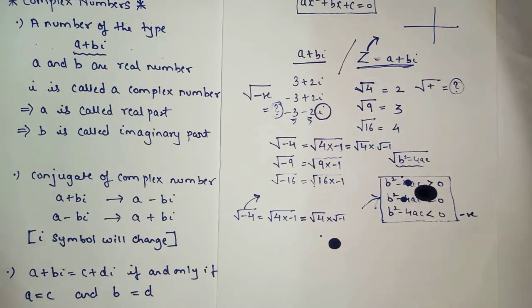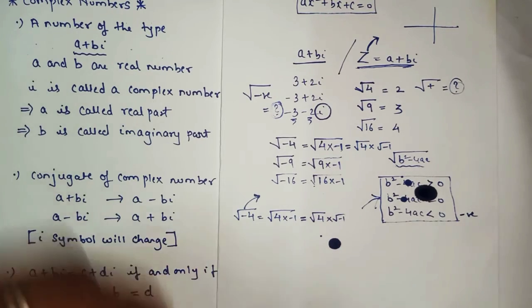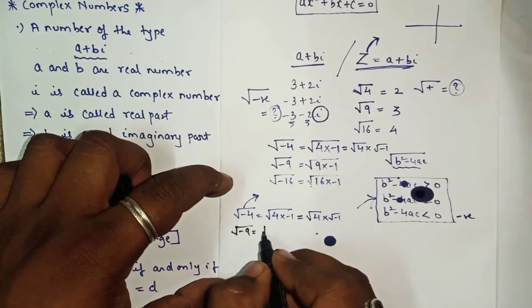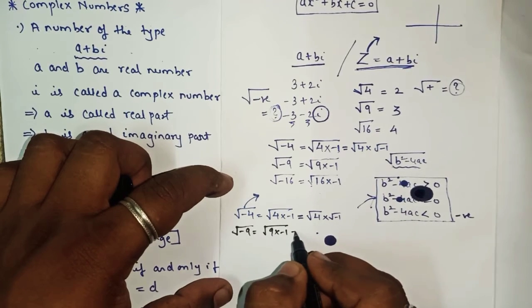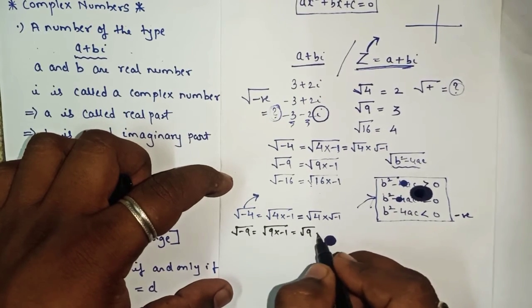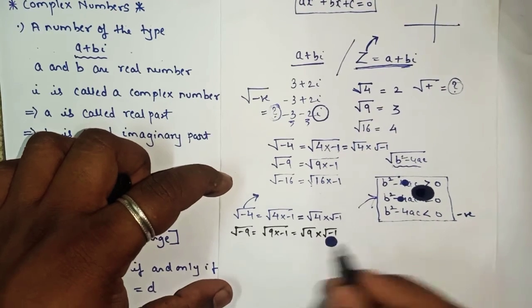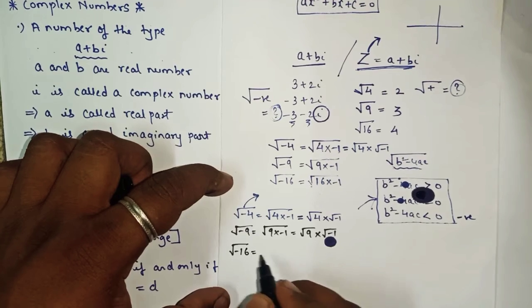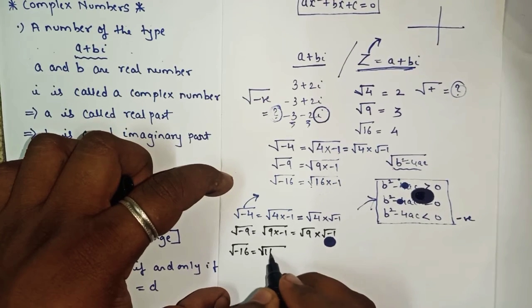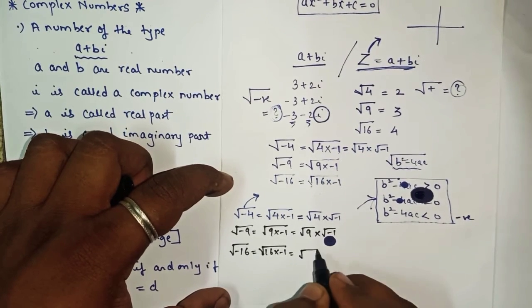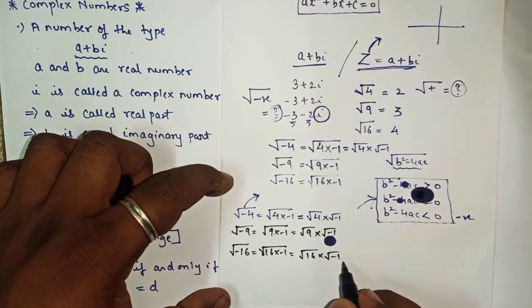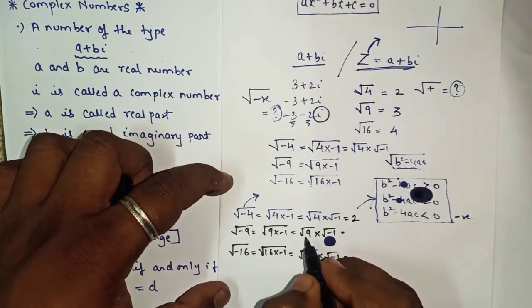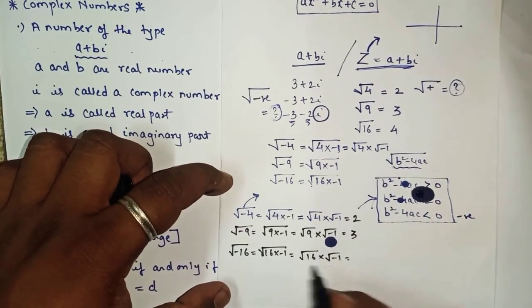In the same way, for minus 9, I will write this as 9 into minus 1, and further as root 9 into root minus 1. For minus 16, we can write 16 into minus 1, and further root 16 into root minus 1. Now listen here. Root 4, we know, is 2. Root 9 is 3. Root 16 is 4.